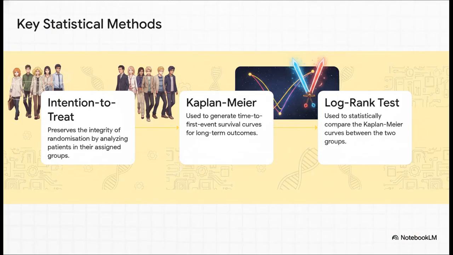So, there are 3 key statistical points. First, the analysis was correctly performed on an intention-to-treat basis. This is absolutely essential in a procedural trial where you expect some crossover as it preserves the integrity of the randomization. Second, for the non-procedural outcomes, they used Kaplan-Meier survival analysis to plot events over time. And third, they used log-rank testing to compare these curves.